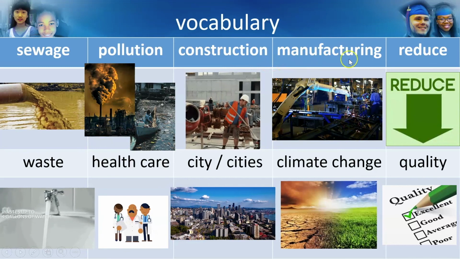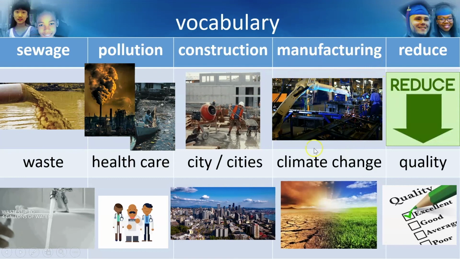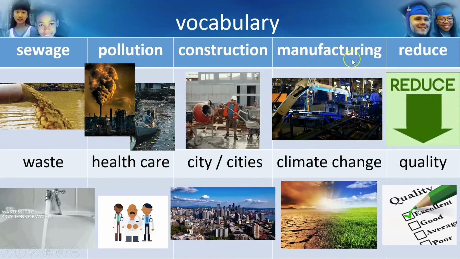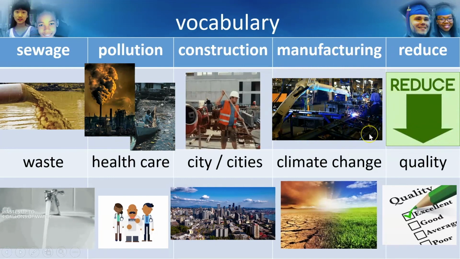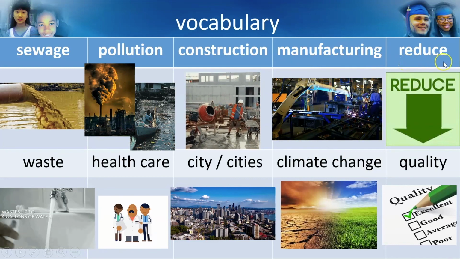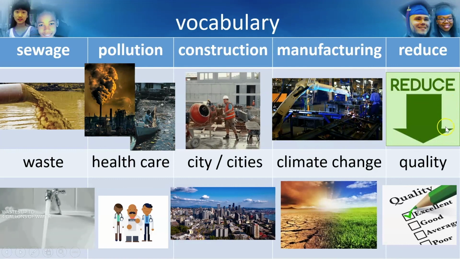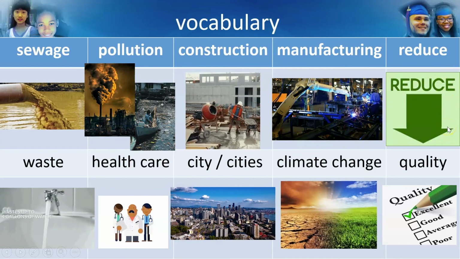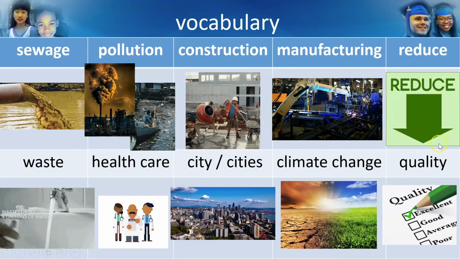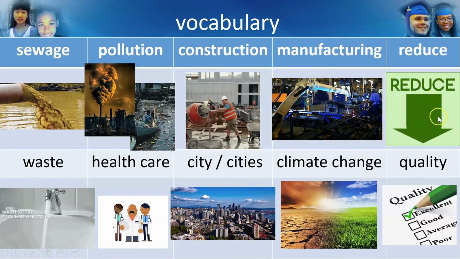Next we have manufacturing. Manufacturing. Here in a factory, people are manufacturing new pieces of equipment. The next word is reduce. Reduce. Where is the arrow pointing? That's right, it's pointing down. If we reduce something, we make it less. We make it smaller. It's going down.